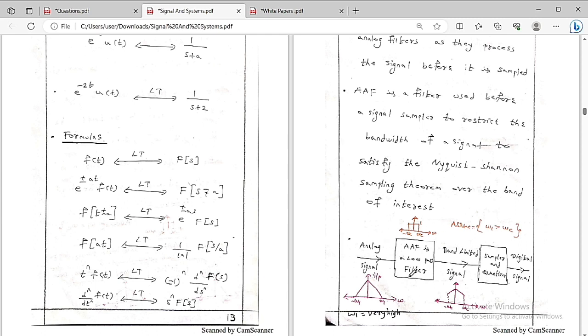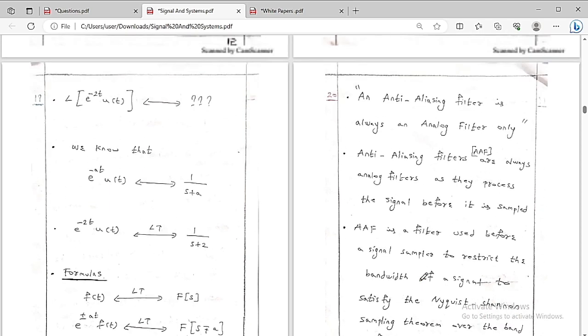So this happens only with the help of this AAF, which is basically an analog filter. As you can see, this is nothing but an analog filter. It is always designed with only an analog filter. Since it is going to deal with the analog signal, definitely it should be an analog filter only. So we can say an anti-aliasing filter is always an analog filter only.